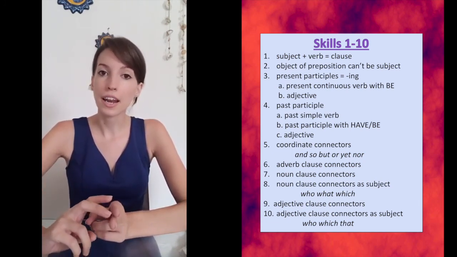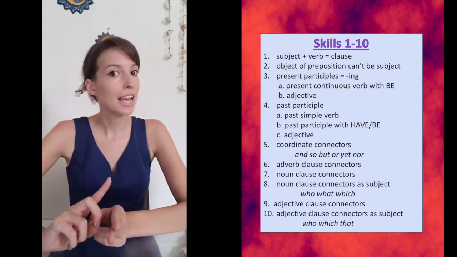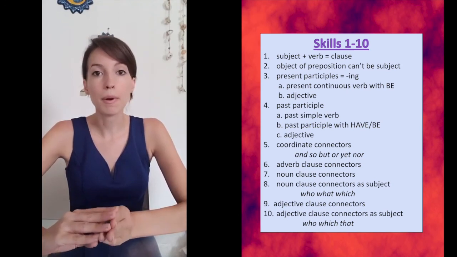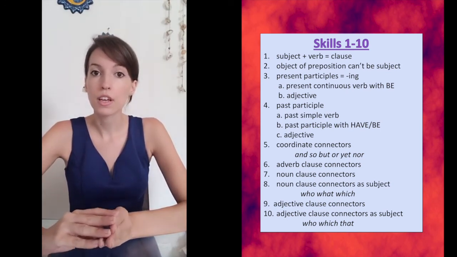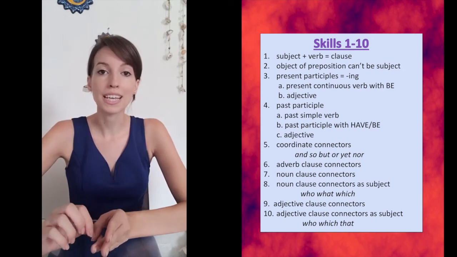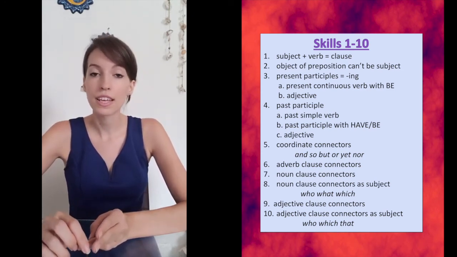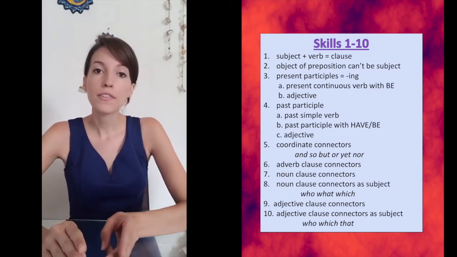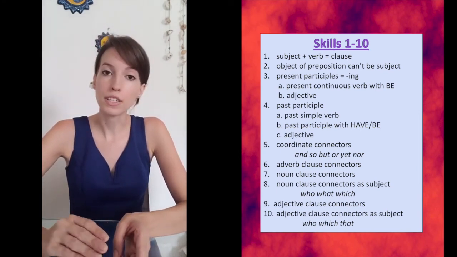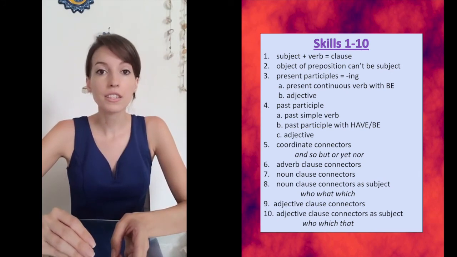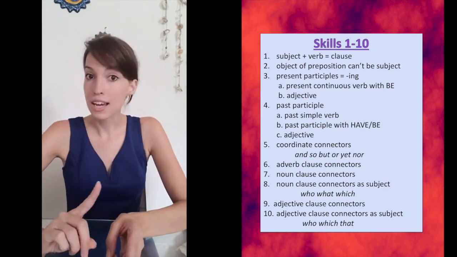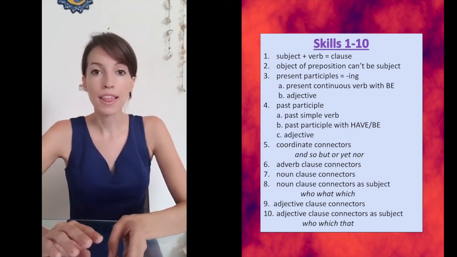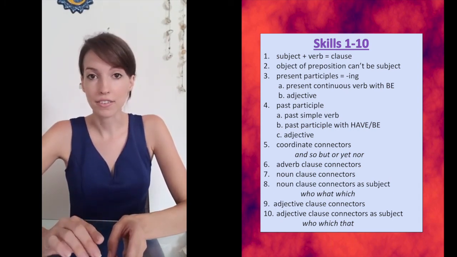Skill 2 is that objects of the preposition cannot be subjects. Skill 3 is about present participles. Present participles are those ing words, and they can be a verb or an adjective. If you see a be verb in front of the present participle, then it's a verb. If you do not see a be verb in front of the present participle, then it is an adjective.